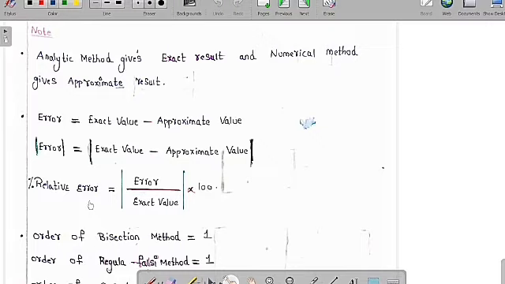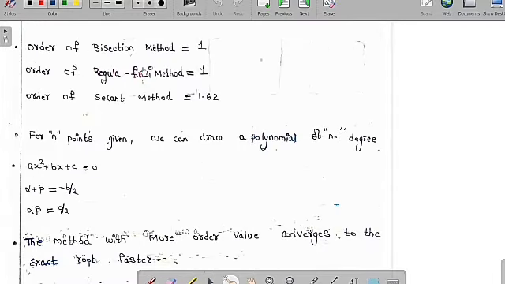Relative percentage error means the percentage should always be positive, so that is the reason we have to go for the modulus sign. And the order of the bisection method is 1. I have already told you three methods: the bisection method, the regula falsi method, and also the secant method.